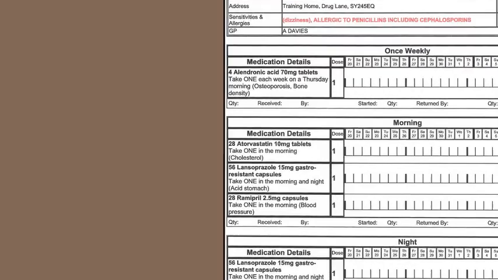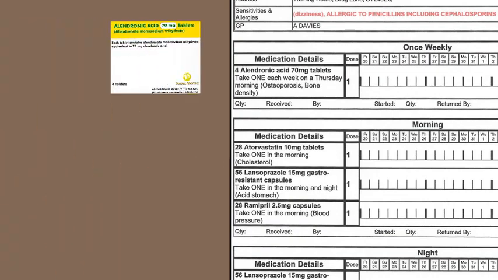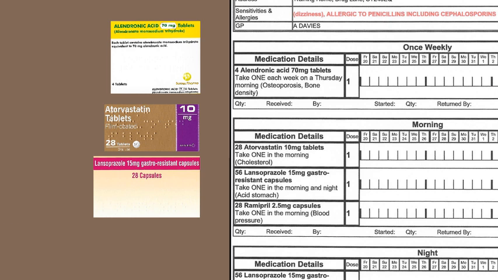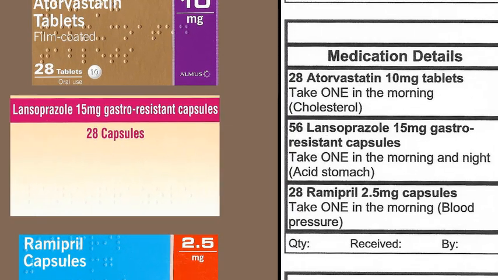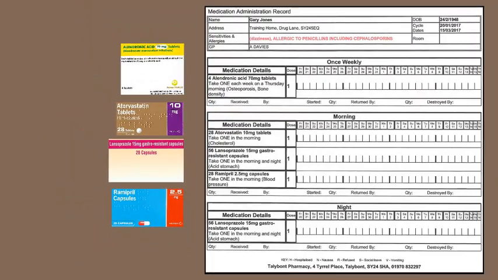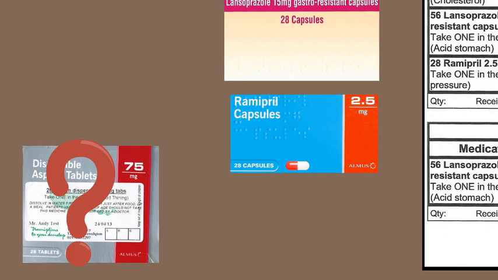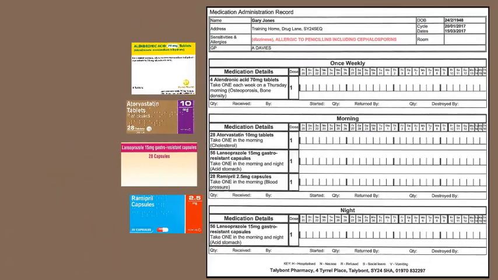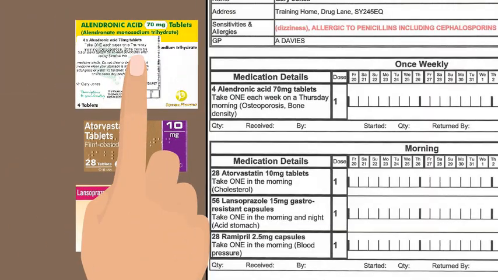It's Monday morning. Place the MAR chart on a flat surface and line the patient's medication up against the MAR chart using the names on the medication boxes. All the patient's medication should correspond to the MAR chart. If you are missing any medication or have spare medication, then contact the pharmacy. Turn the medication over to show the prescription label.